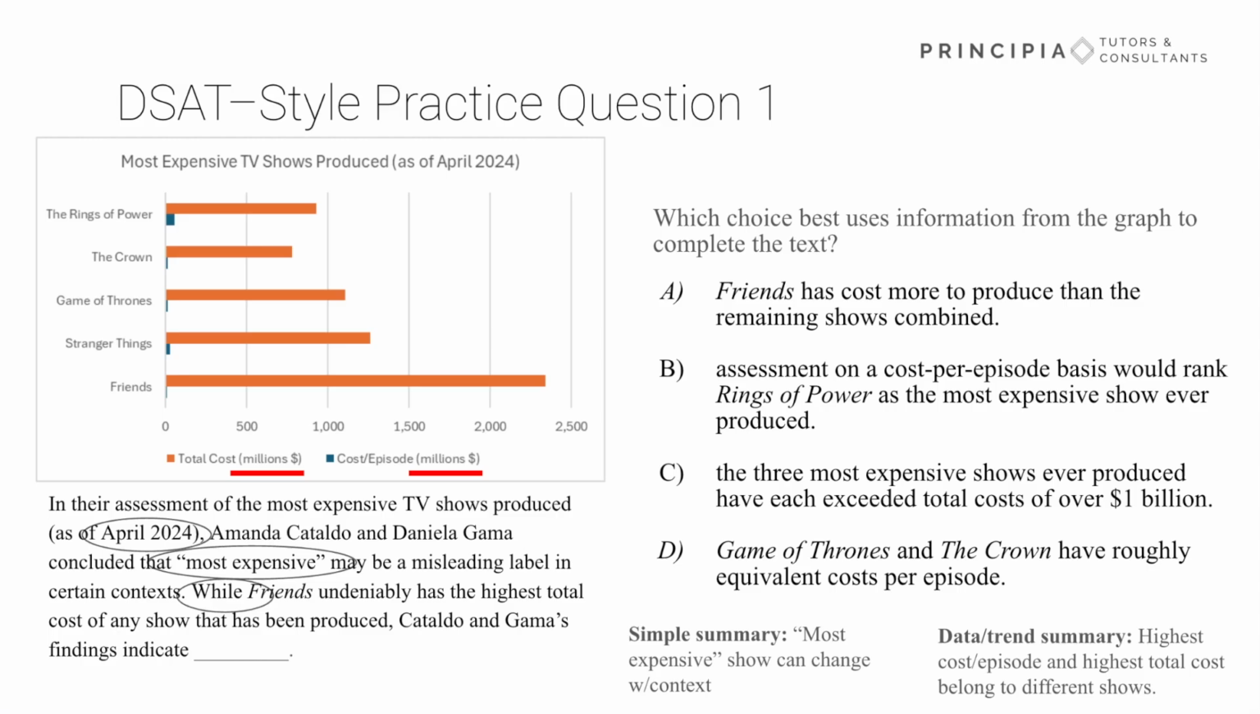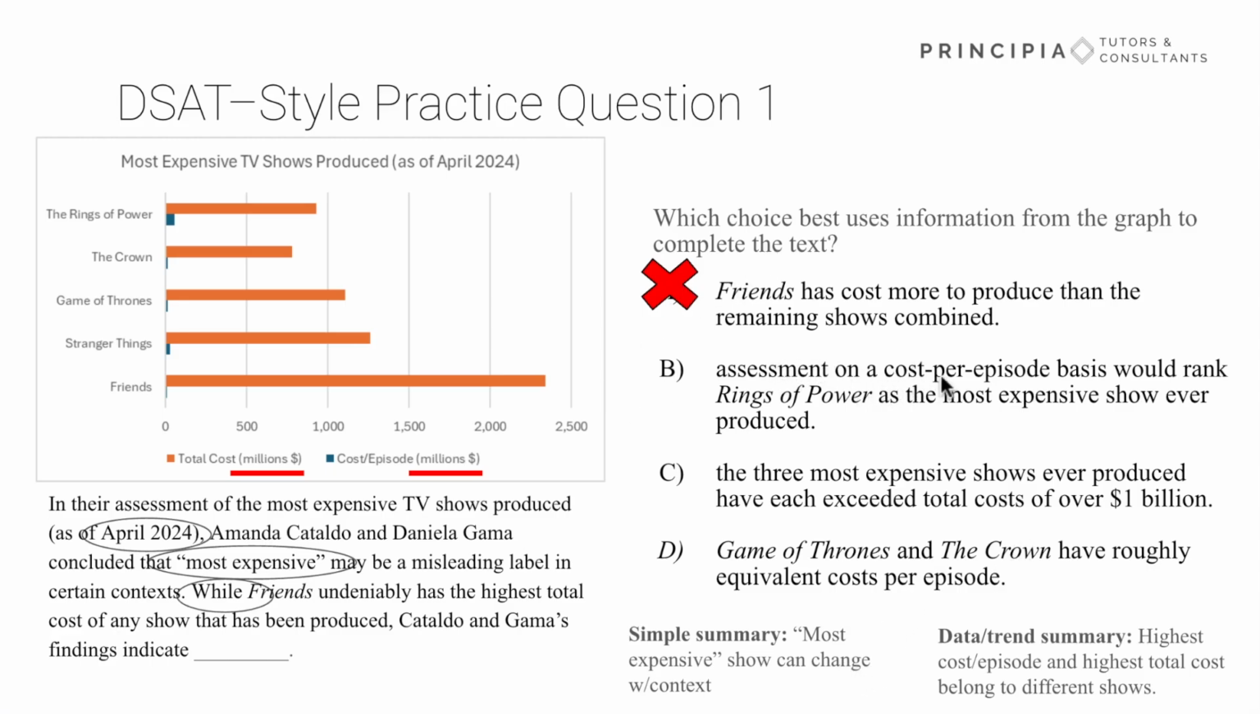Now when we interrogate the answer choices, we can rule out A immediately because it's saying cost more to produce than the remaining shows combined. Why can we rule it out? If we look at this bar and we just start stacking the other bars, Game of Thrones plus Stranger Things essentially gets us to the value of Friends, so adding The Crown and the Rings of Power would far exceed the total cost of Friends, so A is just incorrect based on that.